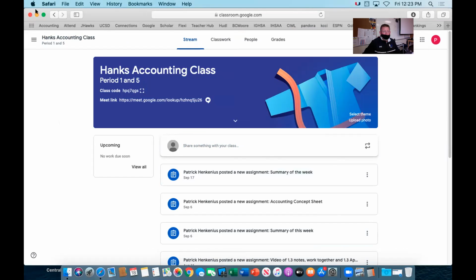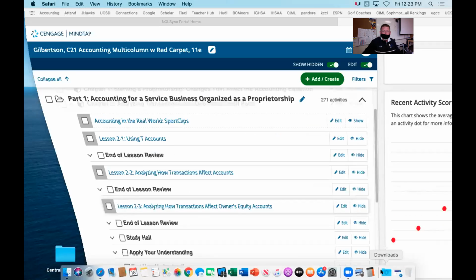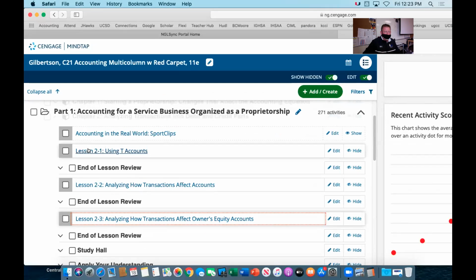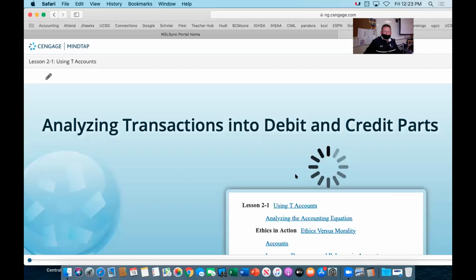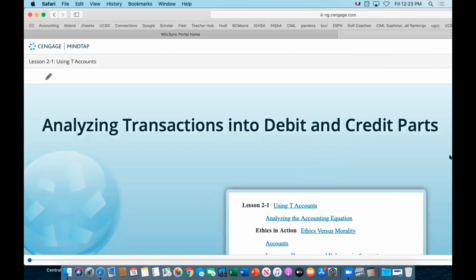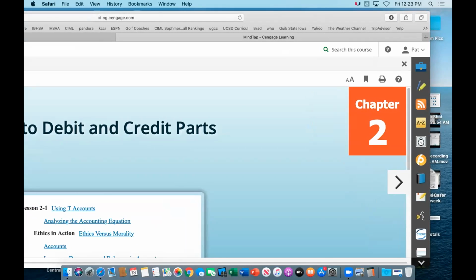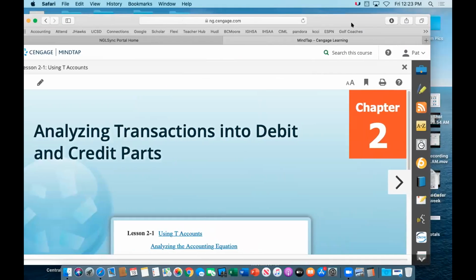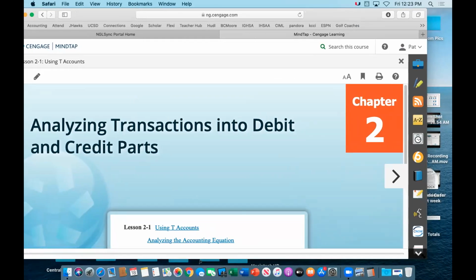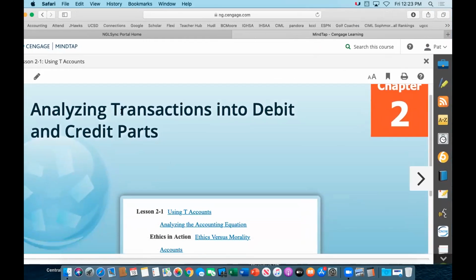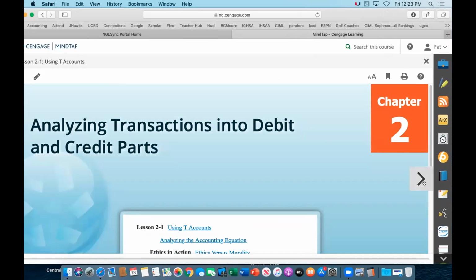Good. So you want to bring up accounting, and let's bring up 2-1, and let's go through some notes. It's too big, like 6 sizes too big. Okay. So it says analyzing transactions and debit and credit parts. All right, perfect.